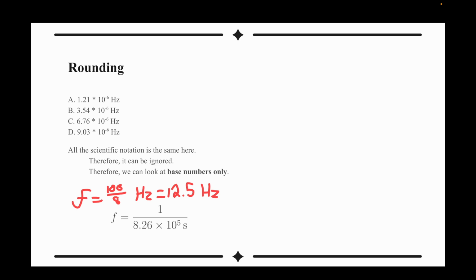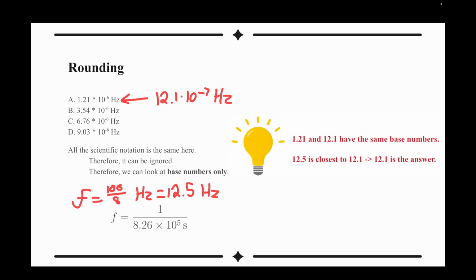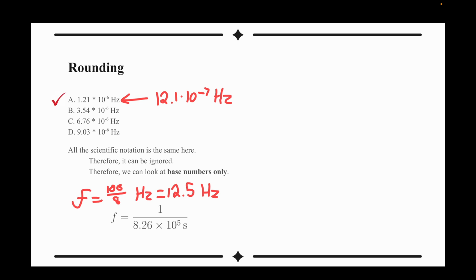Looking back at our answer choices, there's only one which is close to 12.5, and that is answer choice A. It's written here as 1.21, but you could just as easily write it as 12.1 times 10 to the negative 7th hertz. Since we're ignoring scientific notation here, 12.1 and 12.5 are basically the same answer, and this makes answer choice A our final answer, and that is the correct answer.